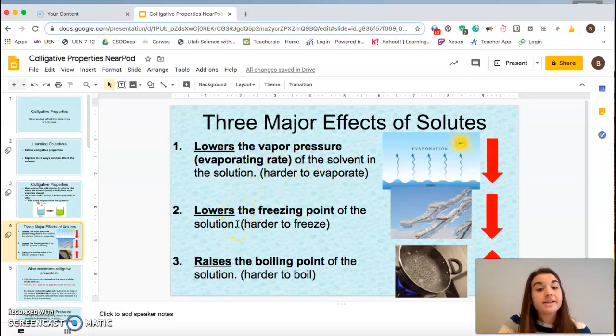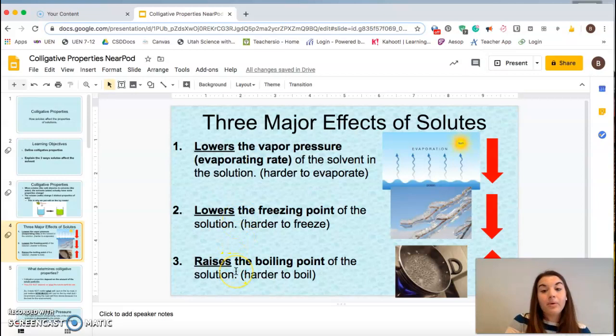Now, lowers the freezing point. That means it is harder to freeze. Water normally freezes at 0 degrees Celsius. When I add salt to water, that means water will freeze at -12 or -20 degrees Celsius. That it won't freeze at 0. It has to be even colder to freeze.